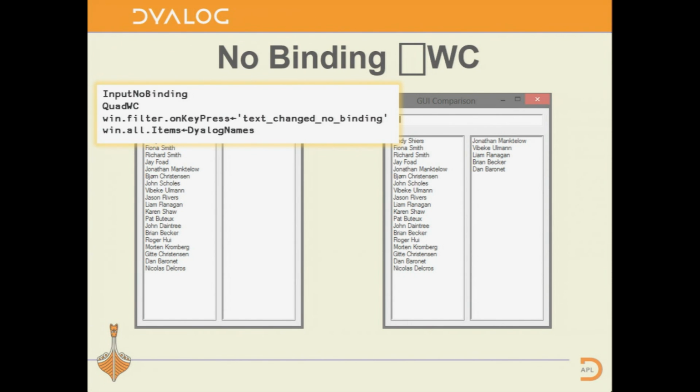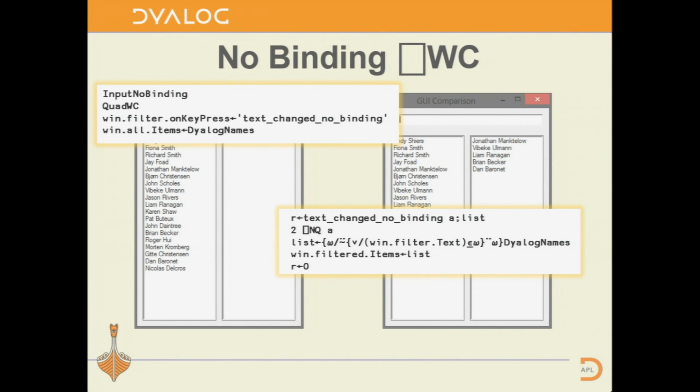And then when the user types into that edit field, we have a little callback, which needs to do a little bit of nonsense because it needs to make sure the text is finally updated. But then it can retrieve from the edit field what its current text is, use that as a filter on the names, and then assign the result of that filter to the items property of the box on the right. This isn't the best bit of APL code in the world. I think on a later PowerPoint it gets better.